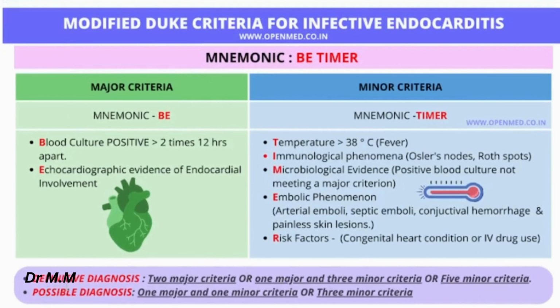We have a definitive diagnosis if the patient has two major criteria, or one major and three minor criteria, or five minor criteria. We have a possible diagnosis if the patient has one major and one minor criterion, or three minor criteria. It was a short explanation about the patient coming with infective endocarditis.